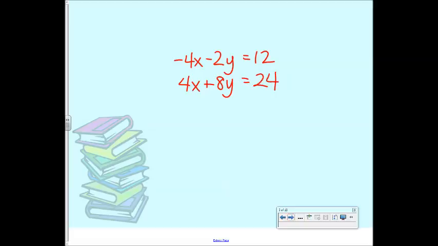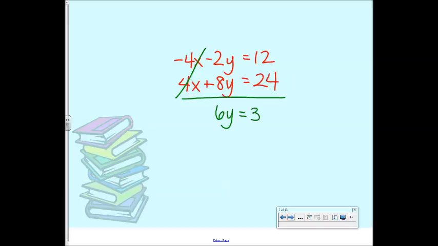Guillermo? The 4x. How come those cancel out? One's a negative and one's a positive, but they both are how many? There's 4 in both of them, right? So those go away right away. All right? And then what do you do with your y's? What's negative 2 plus 8? You just combine them, they're like terms. So you get positive 6y. And then what's negative 12 plus 24?